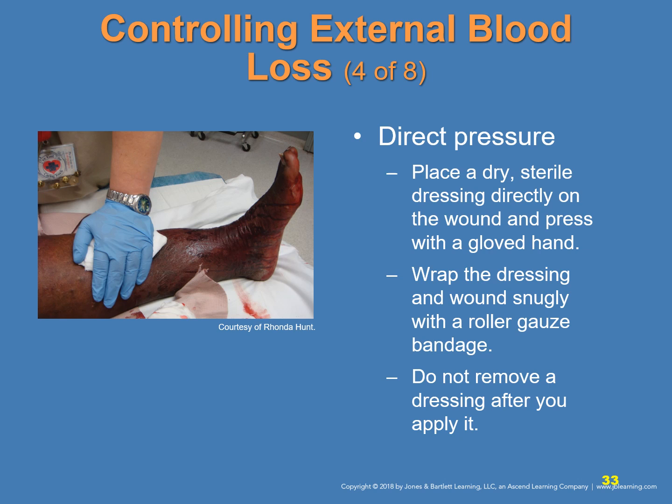Direct pressure. Place a dry, sterile dressing directly on the wound and press with a gloved hand. Wrap the dressing and wound snugly with roller gauze bandage to maintain direct pressure. Do not remove a dressing after you have applied it, even if it becomes soaked with blood. Place another dressing on top of the first and keep both dressings in place.